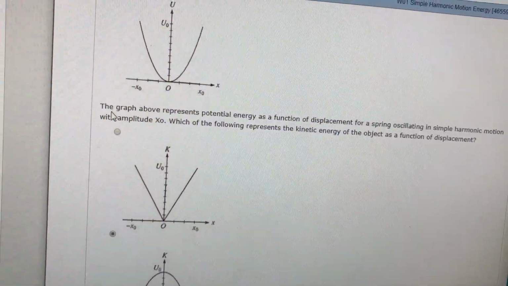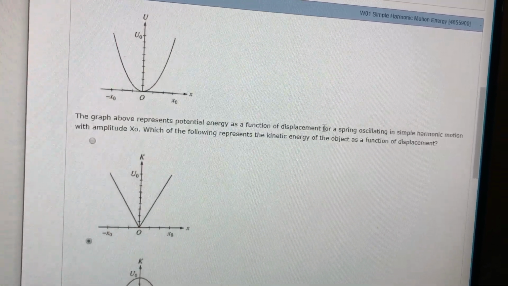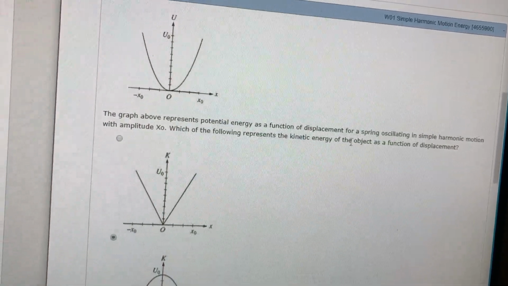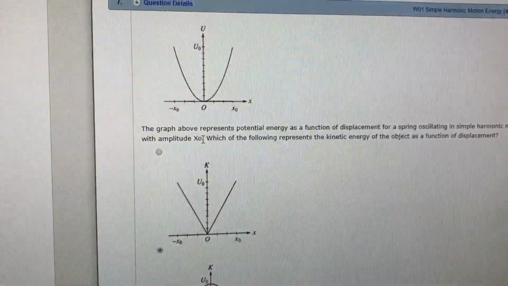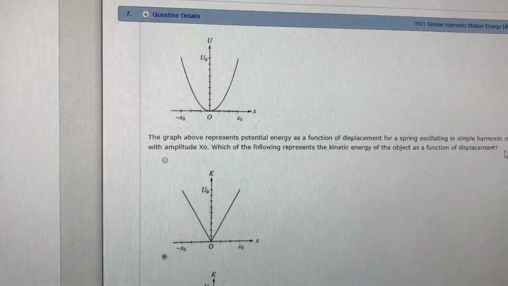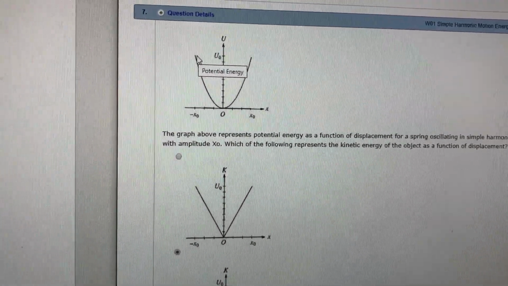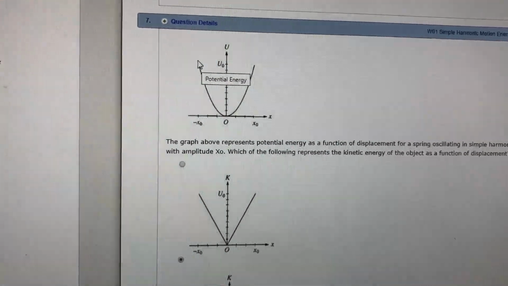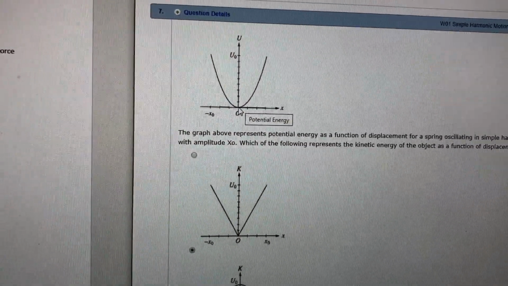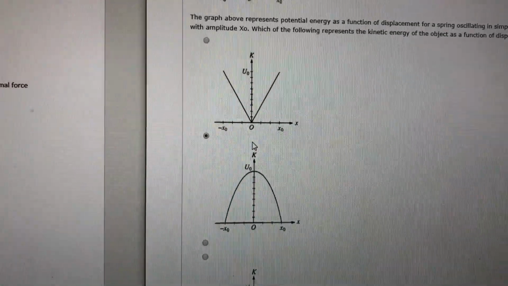Onto this energy problem. The graph above represents potential energy as a function of displacement for a spring oscillating in simple harmonic motion with amplitude x naught. Which of the following represents the kinetic energy of the object as a function of displacement? So the simple answer is here the potential energy is a maximum at the amplitude, it's a minimum at the center, so the kinetic energy is going to be exactly opposite that.